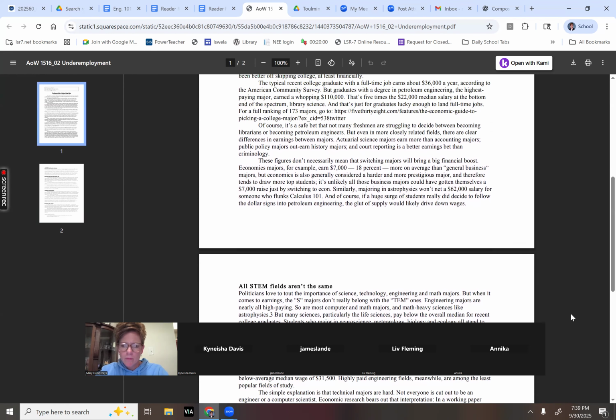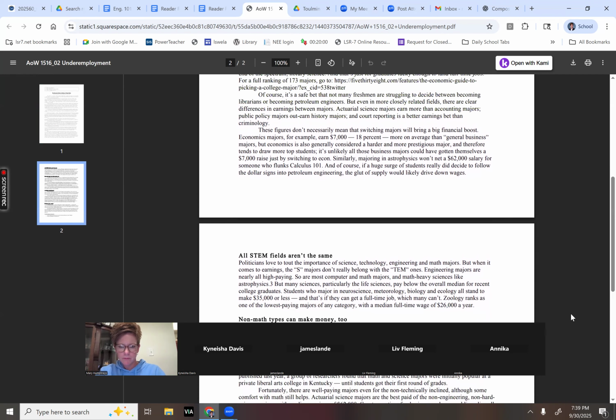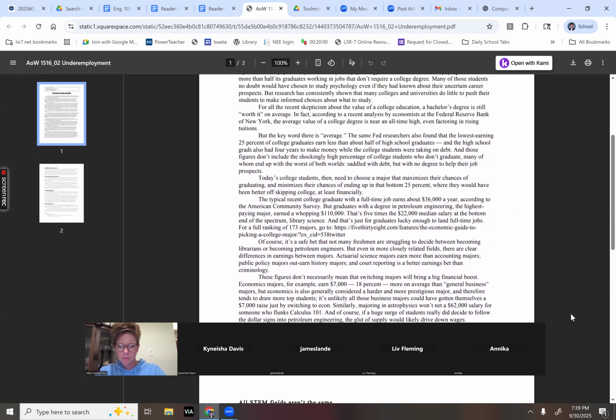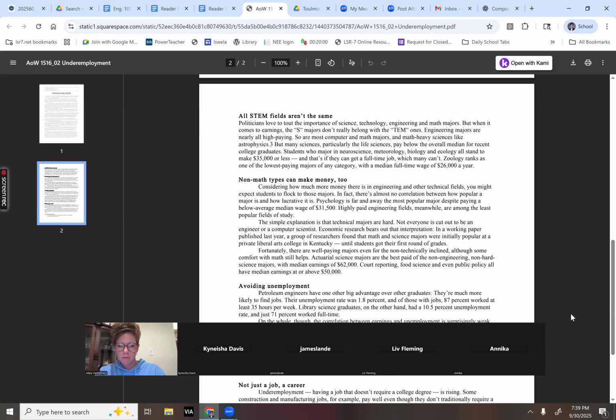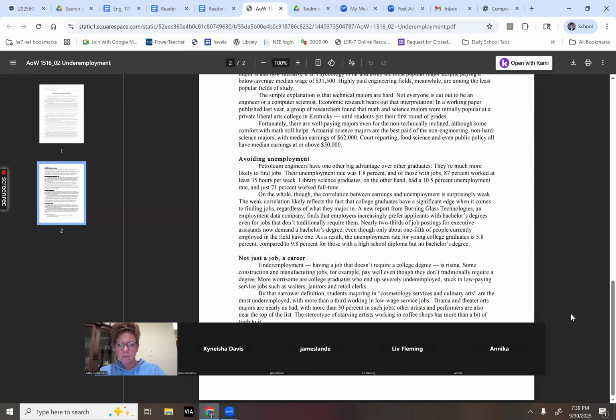I felt like another rebuttal was in the following paragraph. It says, by that narrower definition, students majoring in cosmetology services and culinary arts are the most underemployed, with more than a third working in low-wage service jobs. And the rest of that paragraph as well is kind of a rebuttal, in my opinion. Yes, agreed. Very good. Okay, keep going. I'm also having a hard time distinguishing qualifiers versus warrants, like the difference between those two.